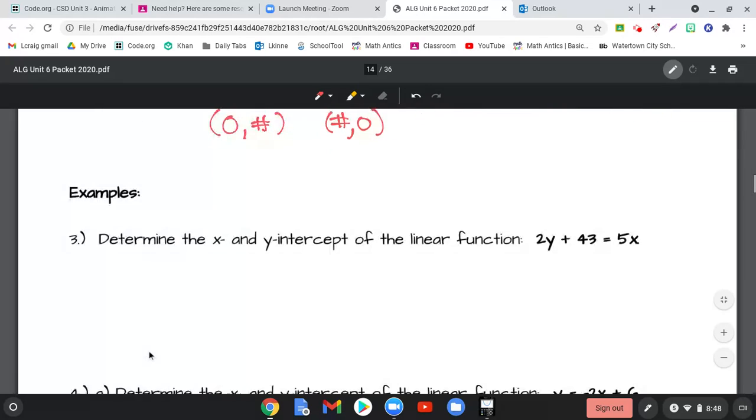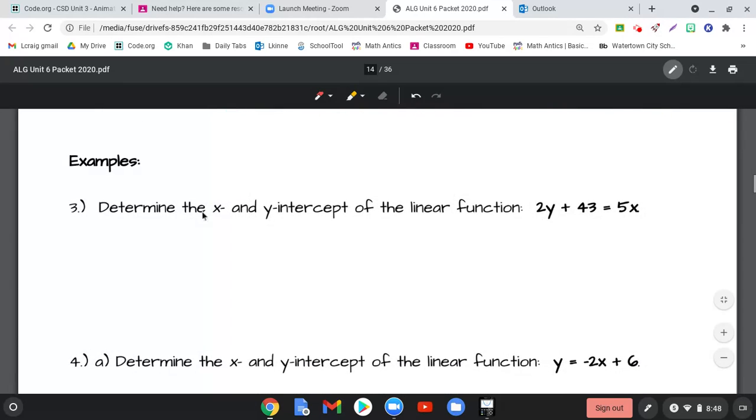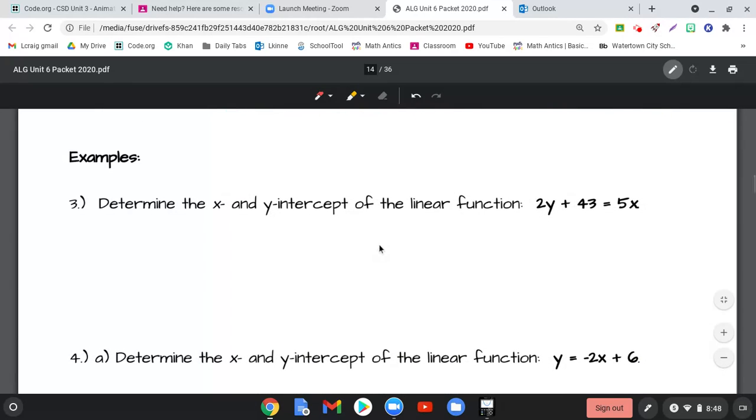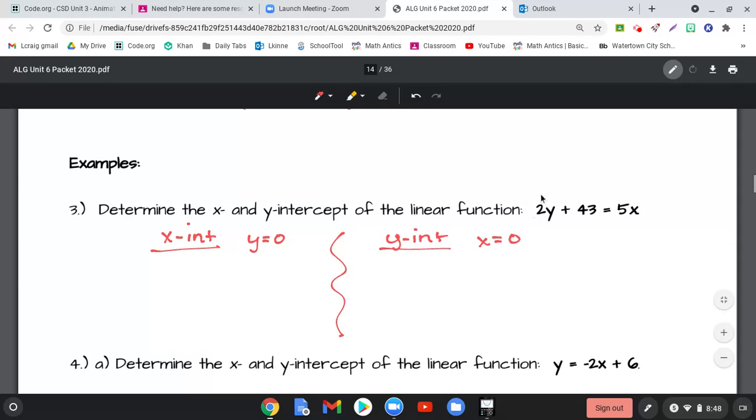Okay, so let's do a couple examples. Determine the x and y intercept for the linear function. So again, I'm going to kind of separate this. If I want to figure out the x-intercept, I'm going to set y equal to 0. If I'm going to find the y-intercept, I'm going to plug 0 in for x.